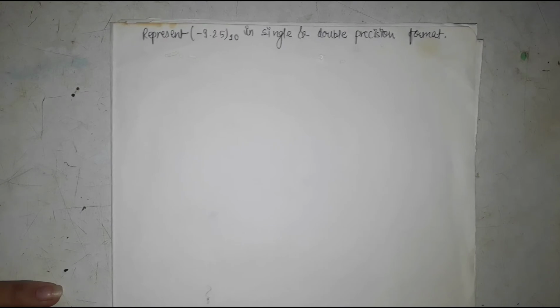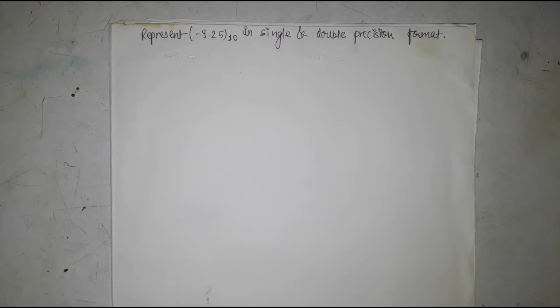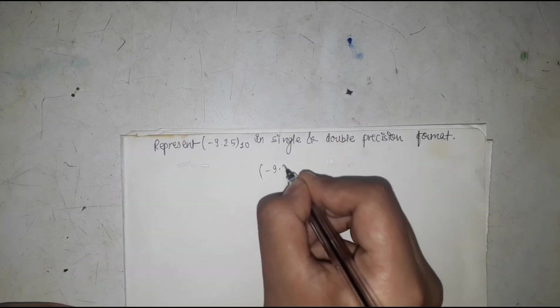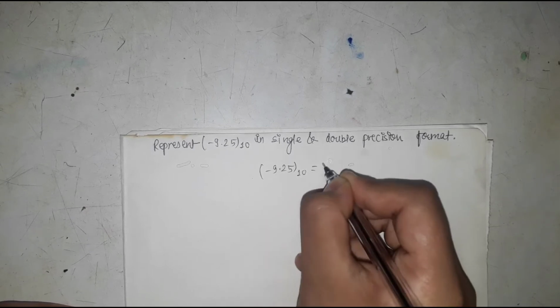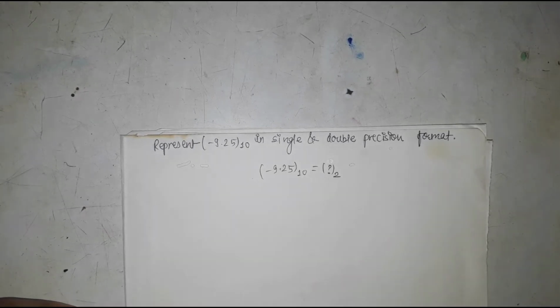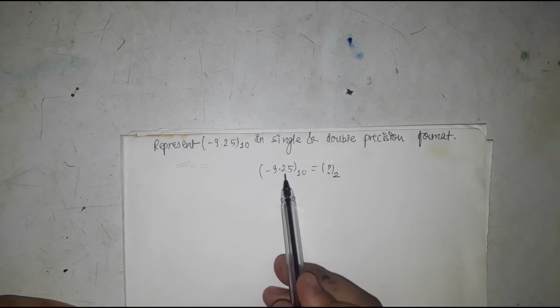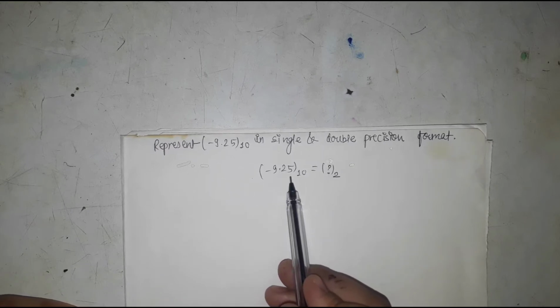So this is our question, and what we have to do is represent the given number, that means minus 9.25, in single and double precision format. In order to do that, the first step that we'll have to carry out is to convert the given number into binary form. Let me write this to make it easier for you. We'll first have to separate the numbers out as the numbers before the point and the numbers after the point. So we'll have to deal with them separately.